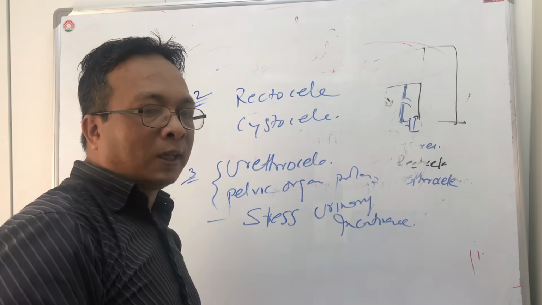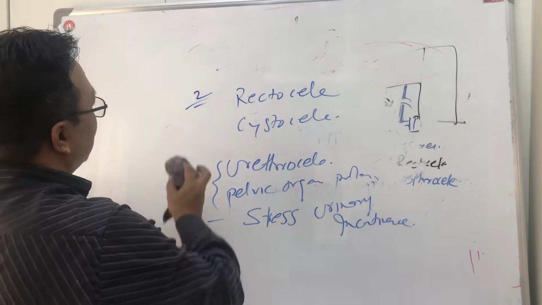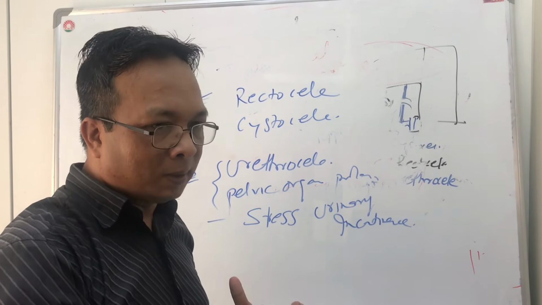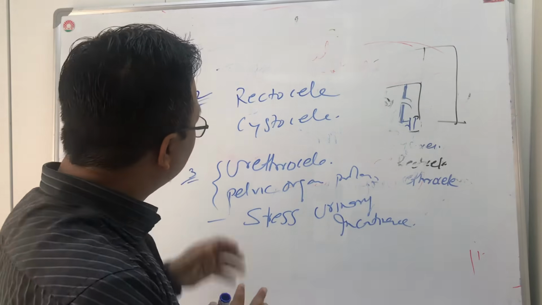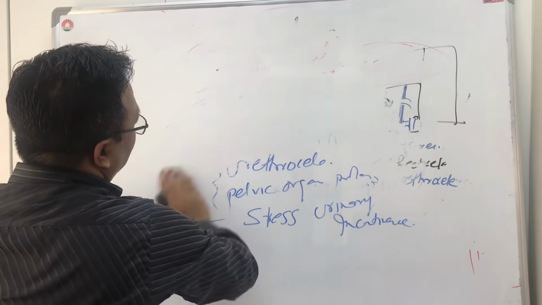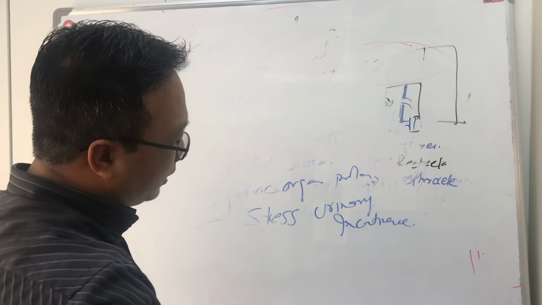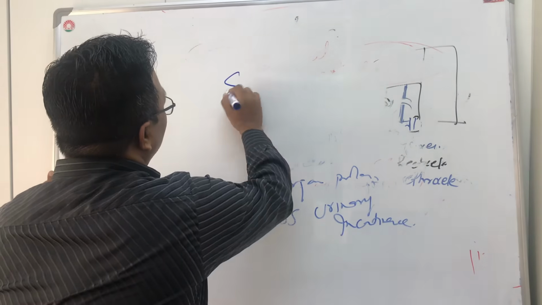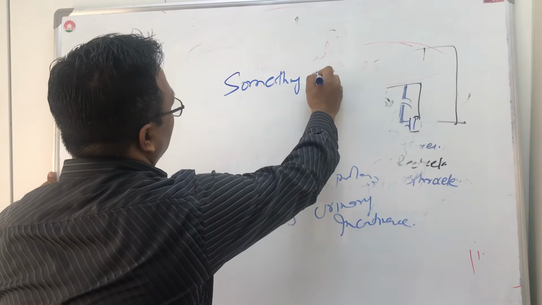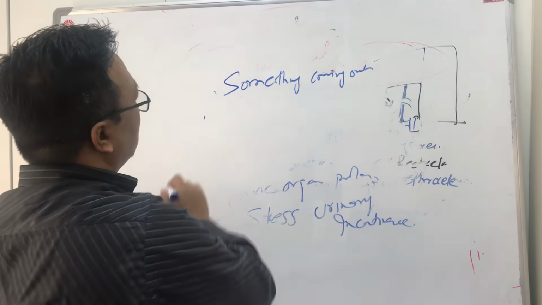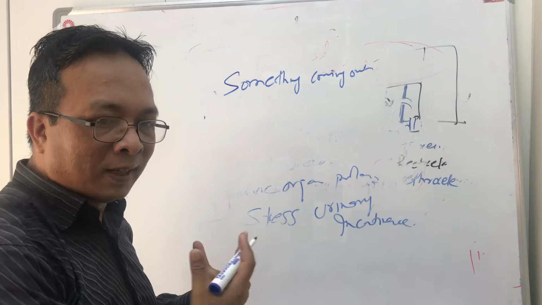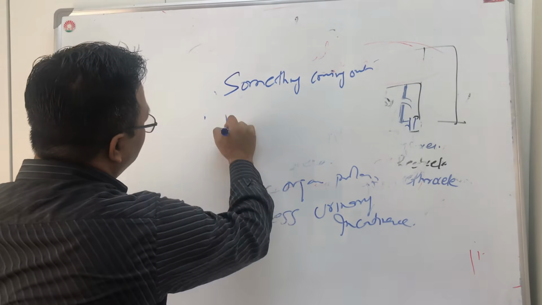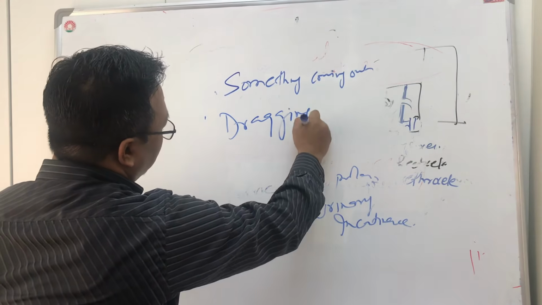So what are the clinical features? How will the patient complain? Now you can understand the anatomy. If you understood the anatomy, you can visualize what happens. So clinical features, most commonly, are something coming out. They will complain of something coming out. Then they can complain of a dragging kind of sensation, because it is going down, it is pulling some weight. So it is a dragging sensation.